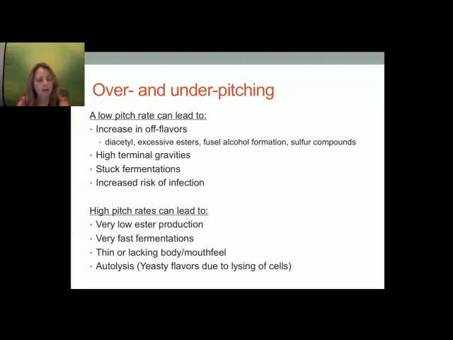Also, you can end in stuck fermentations, which means that the beer no longer ferments out. And then finally, there can be an increased risk of infection. If you do not have a high enough amount of yeast cells, another microorganism can take over and allow for infection.